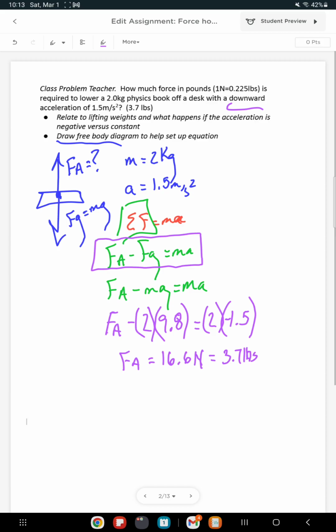Real quick, sigma does mean sum. So you will see some instances where it's Fa plus Fg. I'm okay with that, as long as when you go to fill in the numbers, you would make 9.8 negative. So just be careful with these and ask questions.